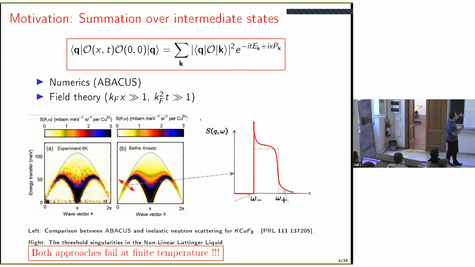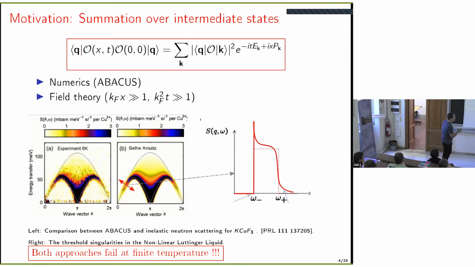Another approach is to say that I'm interested in the most universal features of this correlation function that happen at large distances. And you see here the most weight is concentrated very close to the edge of the spectrum. And then there are very powerful field theory methods, namely Luttinger field theory, that describe the edge behavior of your correlation functions. However, this all works at zero temperature, but at finite temperature both these approaches fail.